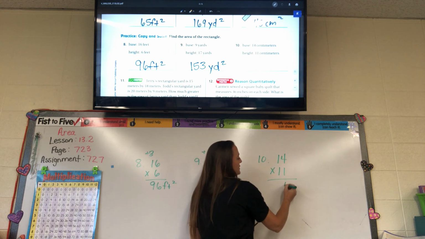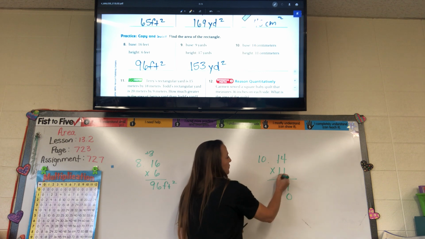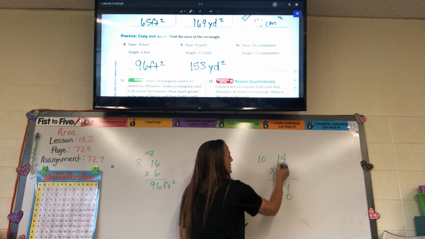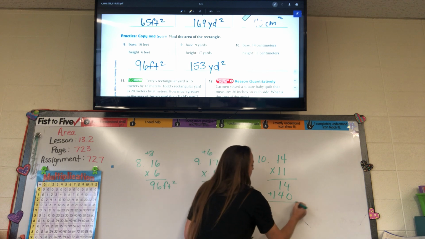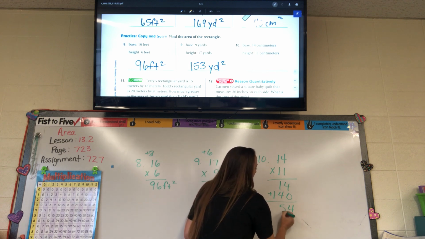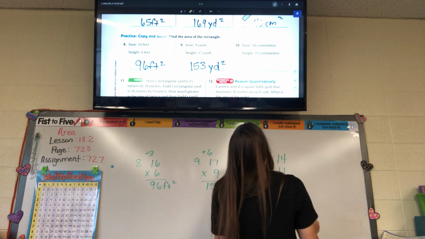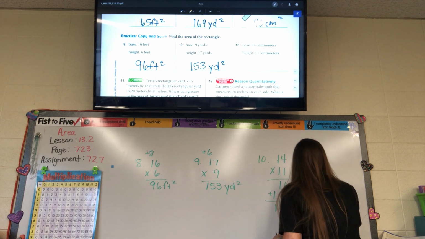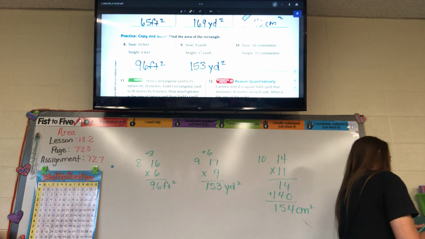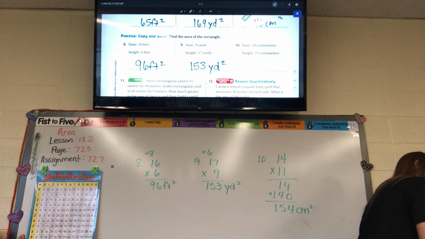1 times 4 is 4. 1 times 1 is 1. 0 placeholder. 1 times 4 is 4. 1 times 1 is 1. Stack them and add them. You will get 154 centimeters squared.